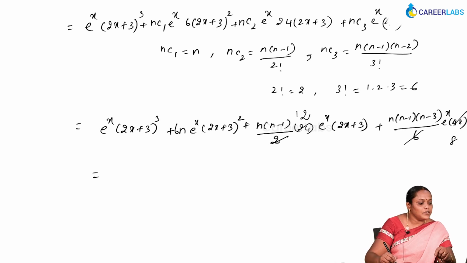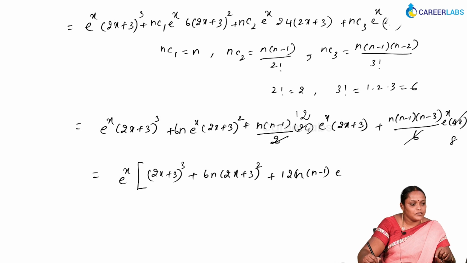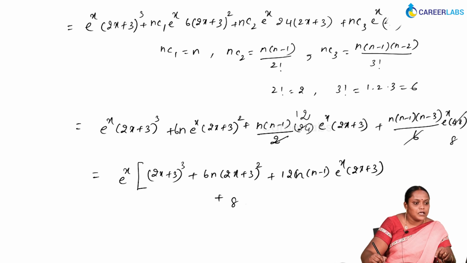So the answer will be, in everywhere e power x is common, so let us take it outside. So the remaining will be 2x plus 3 the whole power 3 plus 6n (2x plus 3) the whole square plus 12 times n minus 1 e power x (2x plus 3), then plus 8 e power x, that is 8 n into n minus 1 n minus 3 into e power x. So this is the answer for this problem.